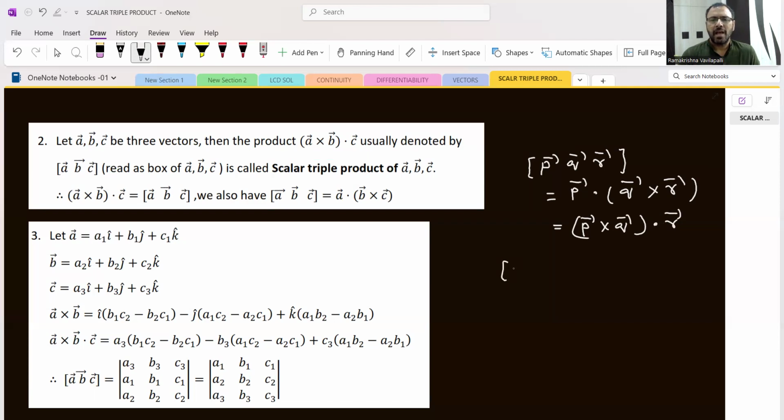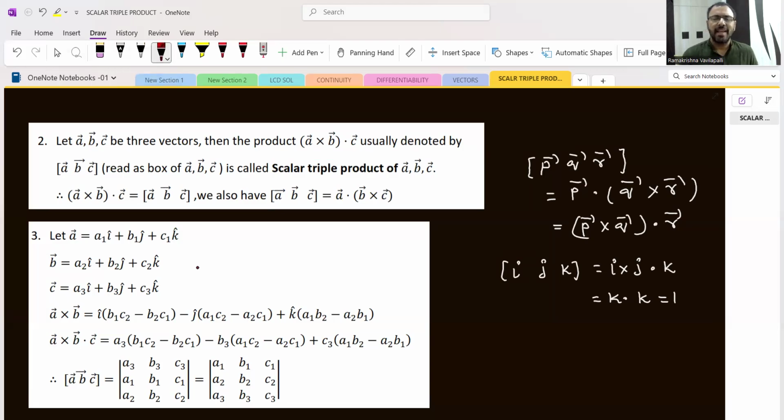Similarly, what is box of ijk? Box of ijk equals I cross j dot k. I cross j is nothing but k, and k dot k is nothing but 1. In this way, you can apply values.